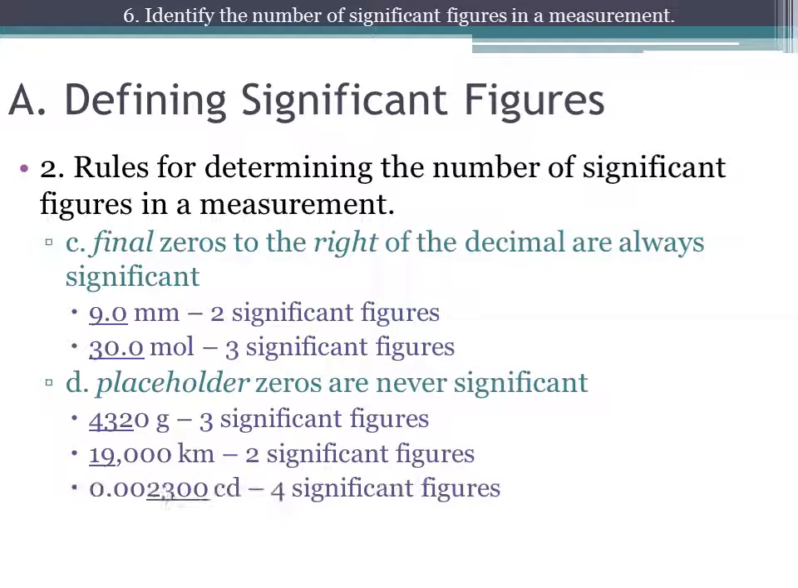The other type of placeholder zero we'll see are leading zeros at the beginning of a number. So with this 0.00, these zeros are here just to hold the value. If we take those zeros out, this measurement changes quite significantly. Now here, the two zeros on the end are significant, because they're final zeros after the decimal, so that has four sig figs. Here, again, the leading zeros are never significant, but the zero in the middle of the one and the five would be significant, so there are three sig figs.